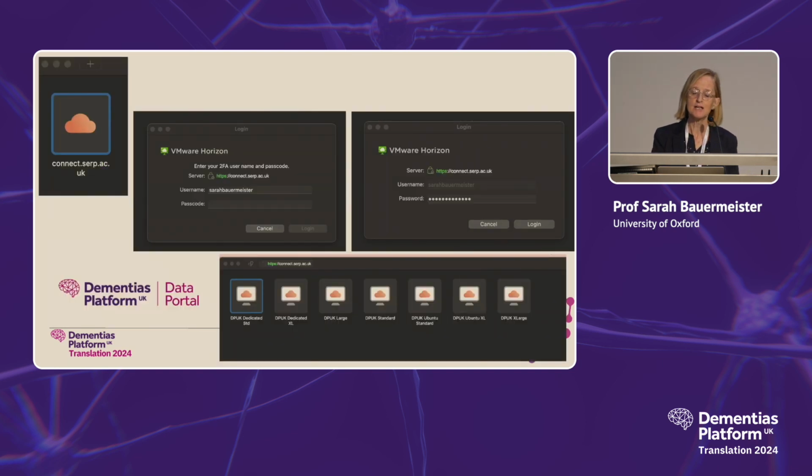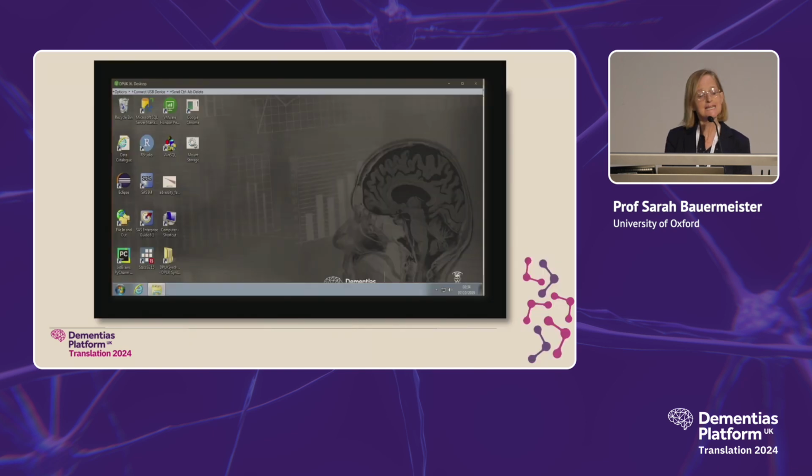This is the login. It's a two-step secure login process. Once you've submitted your proposal, you're given a password and you use a Google Authenticator key to log in, and we will give you a desktop which is suitable for your analyses, whether that's a standard, an extra large, or a Linux desktop. And this is the desktop. So it's just the same as if you had your data on your PC at work or your laptop.